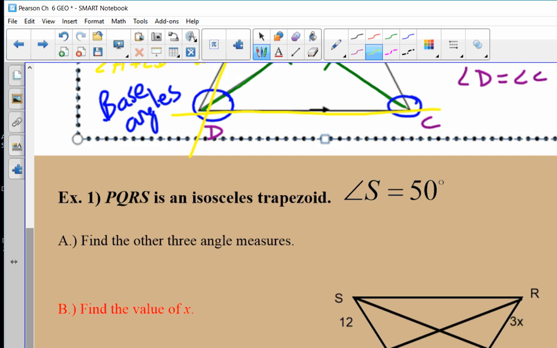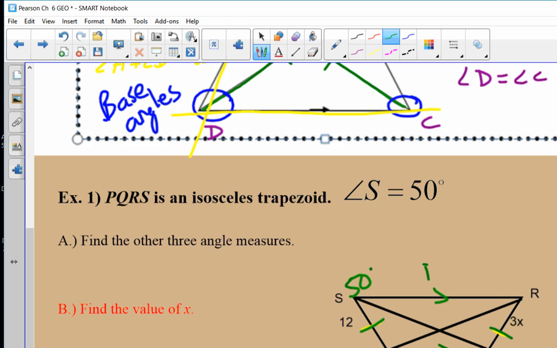So they're telling me I've got PQRS, an isosceles trapezoid. So right off the bat, I'm going to show that these guys are equal. I'm also going to show that these are going to be parallel. Those are the rules that I've got. They're telling me that angle S is 50 degrees. So now from all that, I should be able to get a bunch of answers to this. Find the other three angle measures. Well, here's a base, and I kind of maybe forgot that a little bit.